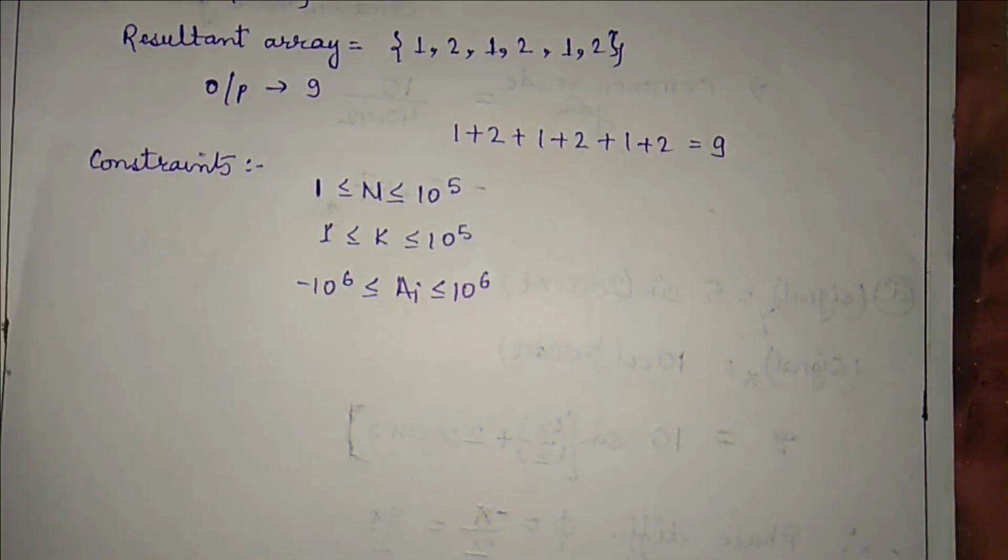In this case, the constraint is n, ranging from 1 to 10 to the power 5, which means the size of the array can range from 1 to 10 to the power 5. K, which is the number of times the array can be repeated, also ranges from 1 to 10 to the power 5, while the elements of the array will range from minus 10 to the power 6 to 10 to the power 6. So let's first try to apply the brute force approach to our problem.